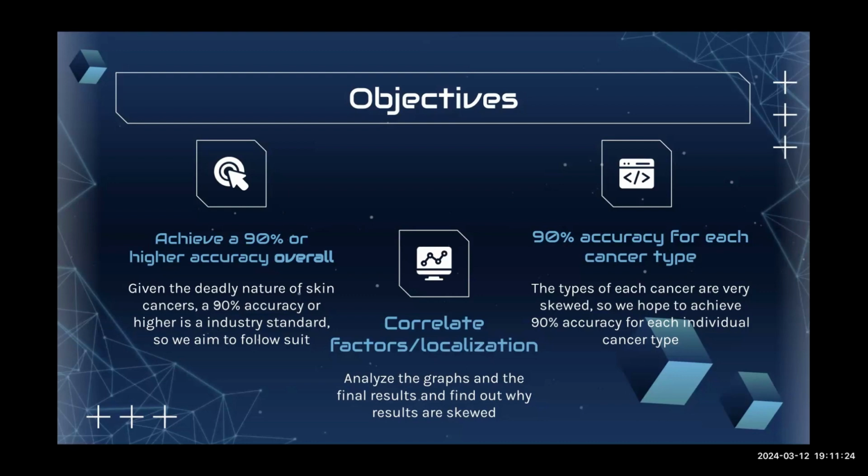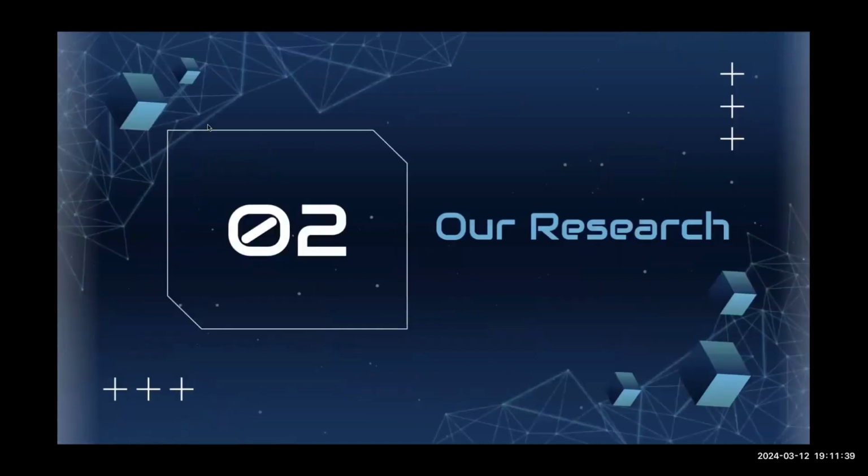When we finish the model, we hope to single out each type of skin cancer and then produce a model specifically for that cancer and achieve 90% accuracy on those as well. And I'll pass it on to Arush.